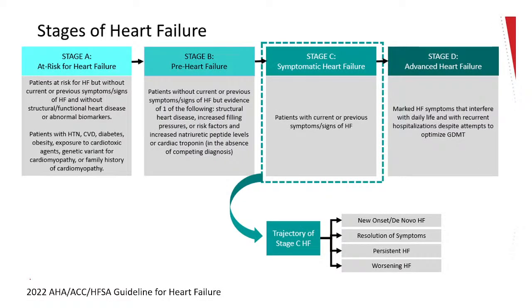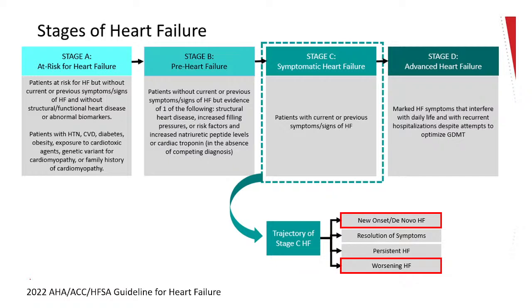So in the AHA, we explained this is a recent update: for the stage C symptomatic heart failure part, they are telling that the trajectory of stage C heart failure may initially be either de novo heart failure or a resolution, where there may be resolution of symptoms. It can progress to stage B, where it becomes persistent heart failure, and it can be worsening of heart failure. So our topic will focus on these two things, the de novo heart failure and the worsening heart failure part.